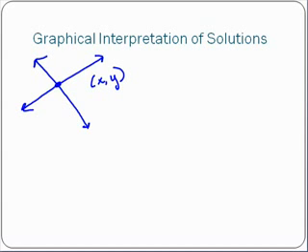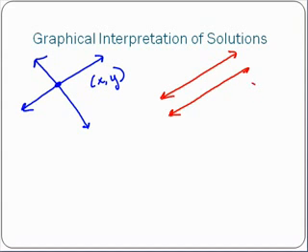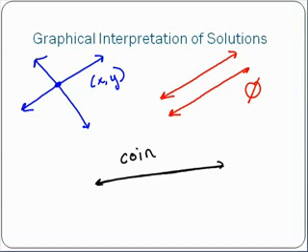It could be that the two lines are parallel to each other. So if we're looking for a solution, we're looking for what they have in common. Well, they don't have anything in common, so it's the empty set. And then the last scenario is if the two lines end up being the same line, so they coincide. So if they coincide then it's all the points on the line.